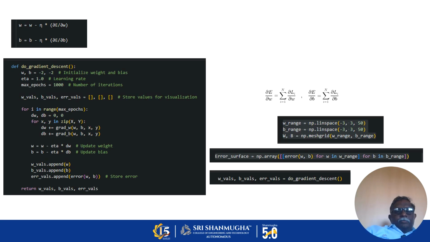With the help of gradient descent, we update the weights. The new weight is the old weight minus the learning rate times the change in loss, that is, the gradient of loss with respect to weight. Here is the gradient of loss with respect to bias. Initially we initialize the weight as -2 and eta as 1. Since we have two samples, the number of iterations is going to be 1000.